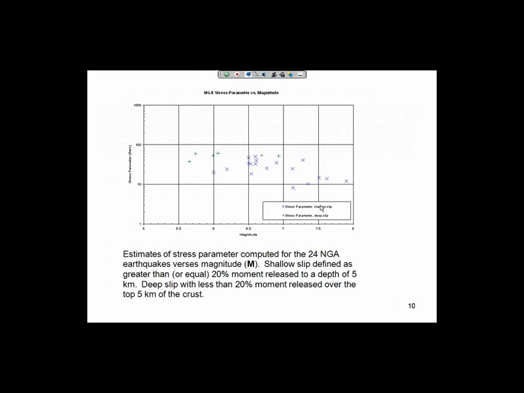There's also a couple other variables involved in this. Generally, for the large magnitude earthquakes, you'll notice we have no deep slip, large magnitude, greater than magnitude 7 earthquakes in our data set. Large magnitude earthquakes tend also to have surface rupture, much more concentrated slip near the surface, and hence lower stress parameter.